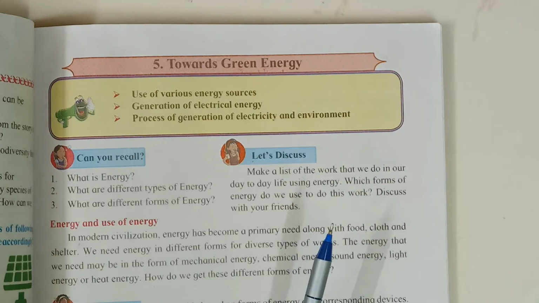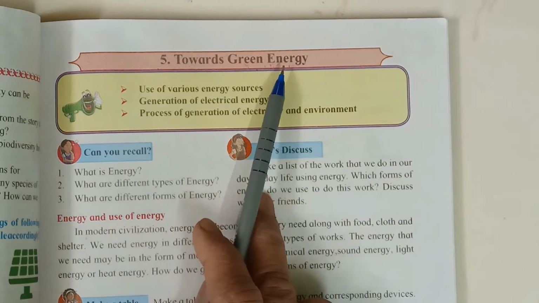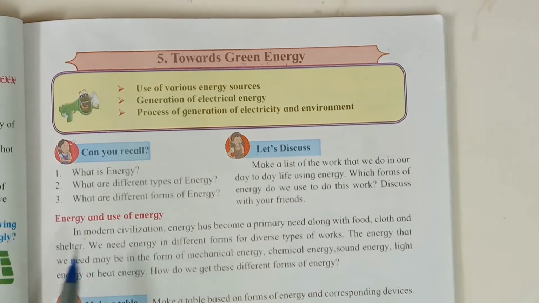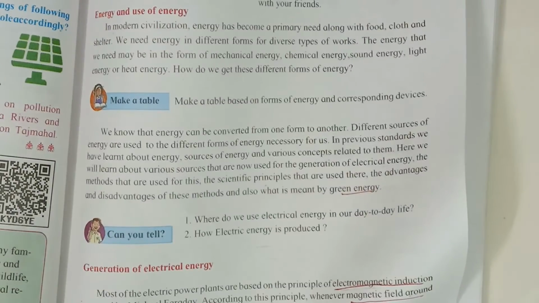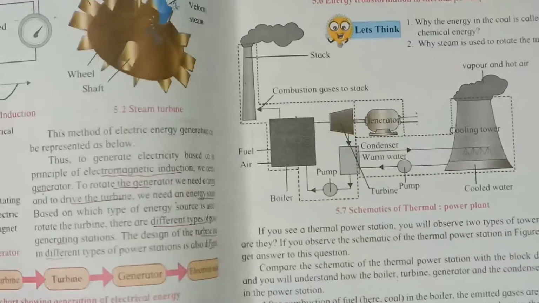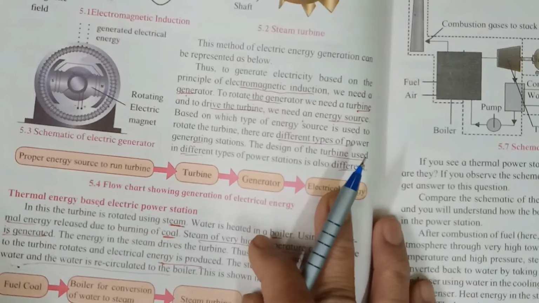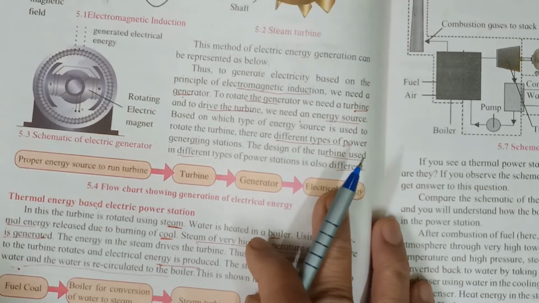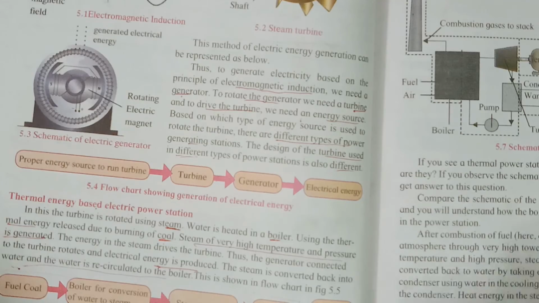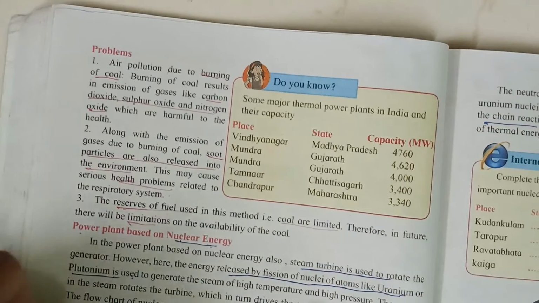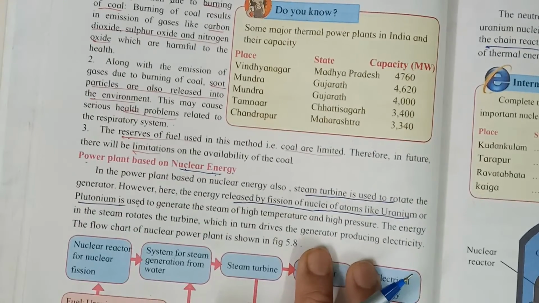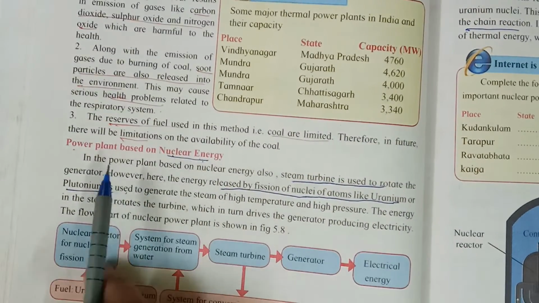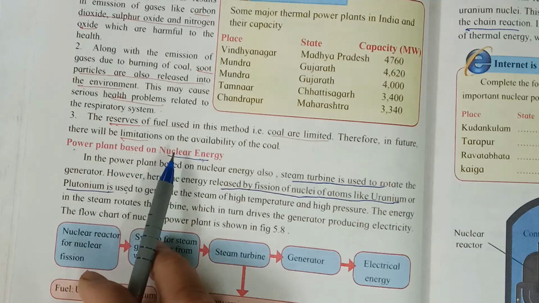Hello friends, in Towards Green Energy, in the earlier video we covered energy and the use of energy, the generation of electrical energy, thermal energy based electric power stations, and the problems that occur because of thermal power stations. Today, let's see the power plant based on nuclear energy.